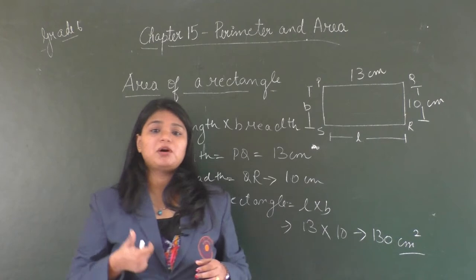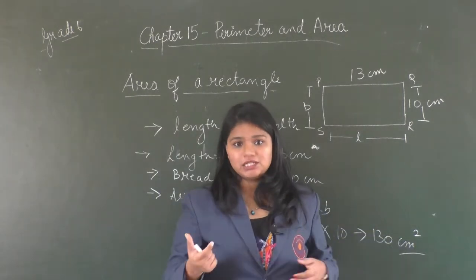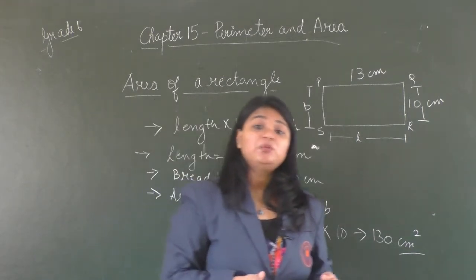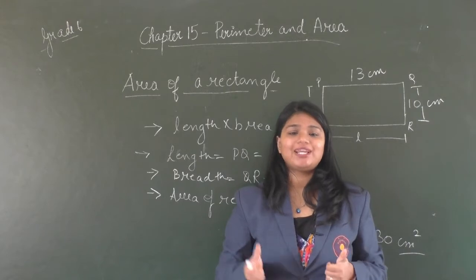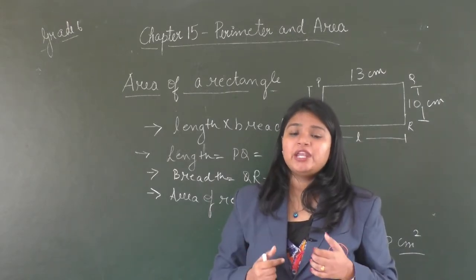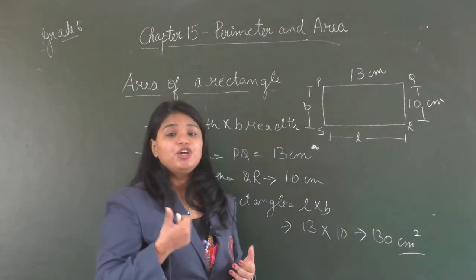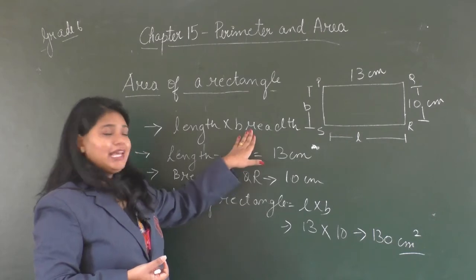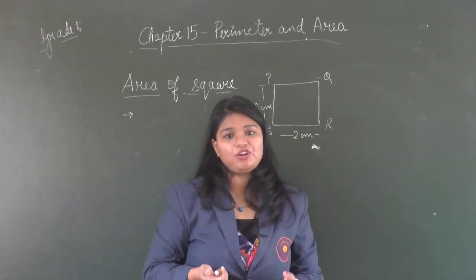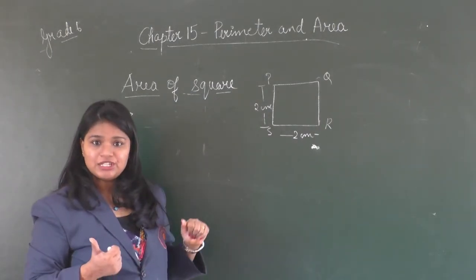When we are talking about area, we write the unit as centimeter square, meter square, kilometer square or millimeter square. And when we are talking about perimeter, we just write centimeter, meter, kilometer or millimeter. So whenever you have to find the area of a rectangle, you will use the formula length into breadth. We learned how to calculate the area of a rectangle. Now let's learn how to calculate the area of a square.